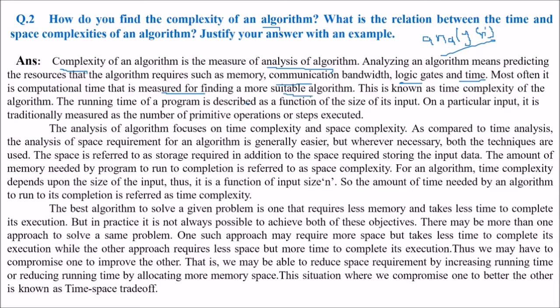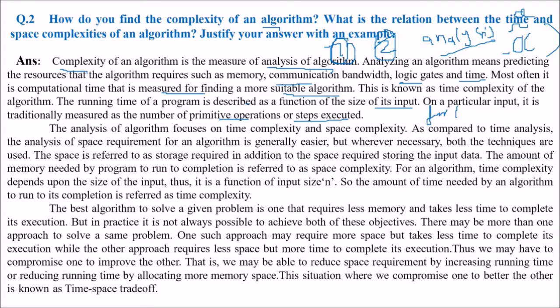For finding the suitability of an algorithm, you may have one algorithm, you may have another algorithm. Both may be able to solve your problem, but the computational time will make us decide which to take. This is known as the time complexity of the algorithm. The running time of a program is described as a function of the size of its input. That is why we call it order. So we have order, omega, theta, etc. On a particular input, it is traditionally measured as the number of primitive operations or steps executed.